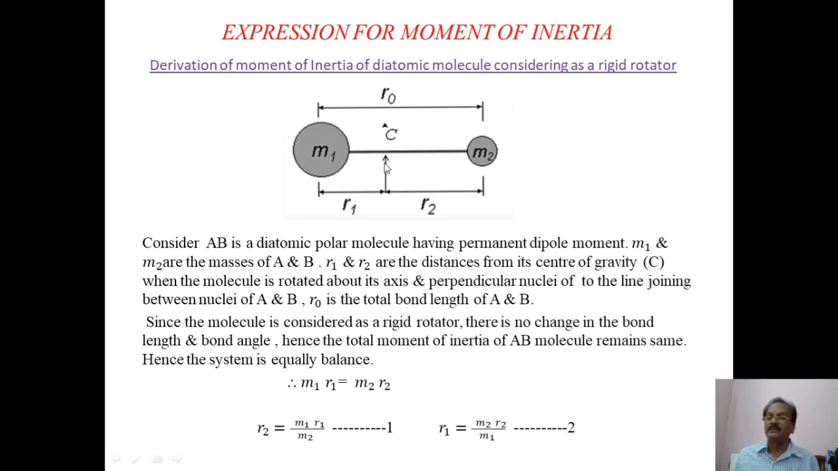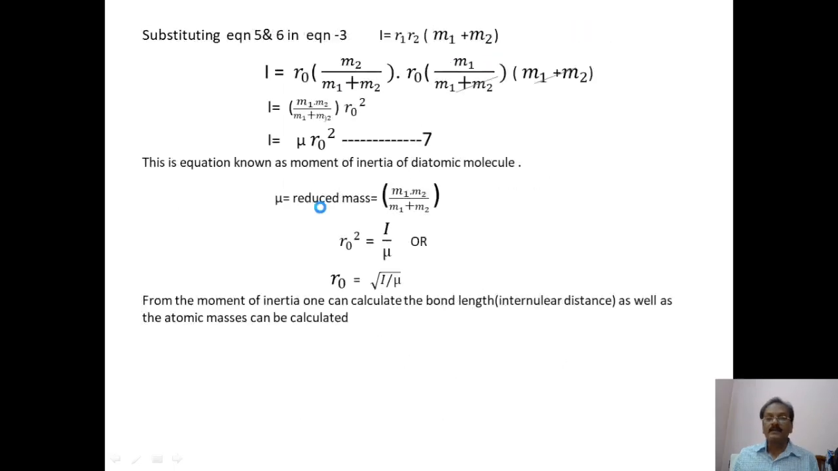Therefore this is the center of gravity. From the center of gravity to M1, this distance is called R1. This is from C2 up to the nucleus of M1, R1, and this is from C2 up to M2, R2. The sum, R0, is equal to R1 plus R2, this is the total.